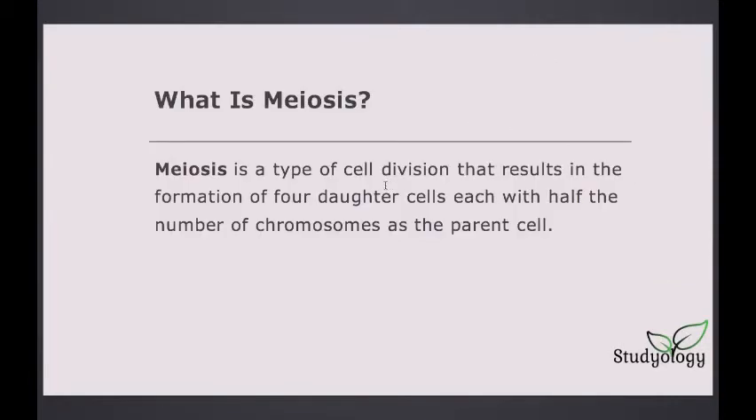Now we'll move on to meiosis. Meiosis is a type of cell division that results in the formation of four daughter cells, each with half the number of chromosomes as the parent cell. In meiosis, when a mature or parent cell divides, it forms four daughter cells. In mitosis, only two daughter cells were formed, but in meiosis, four daughter cells are formed, and they have half the number of chromosomes as the parent cell. In mitosis, they have the same number of chromosomes, but here they have half.